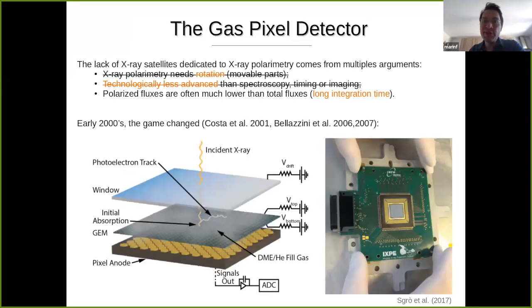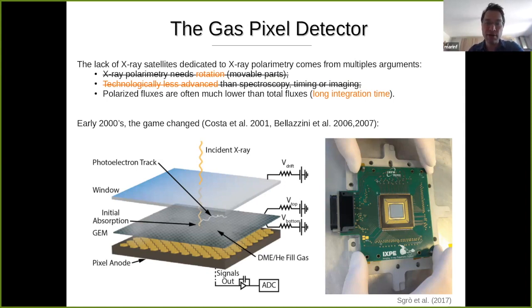But everything changed in the early 2000s, because a team of Italian collaborators led by Enrico Costa and Bellazzini developed a new device to measure the X-ray polarization in a very efficient way. This is called the gas pixel detector.